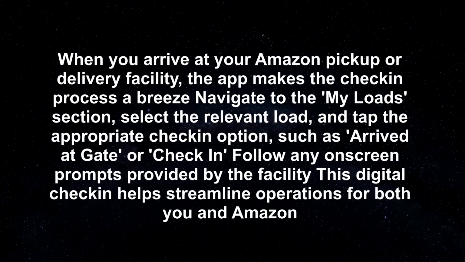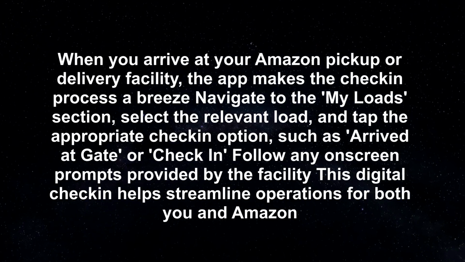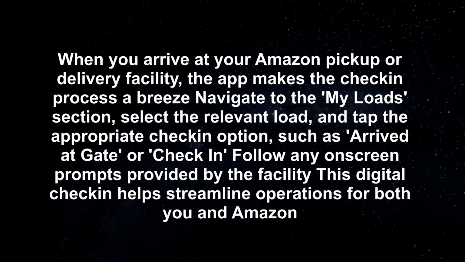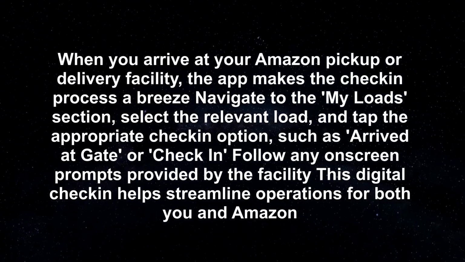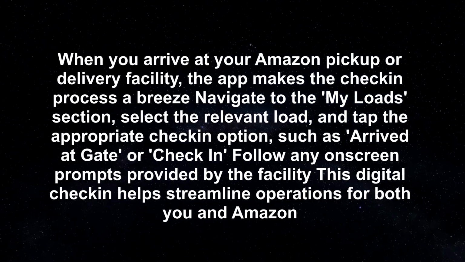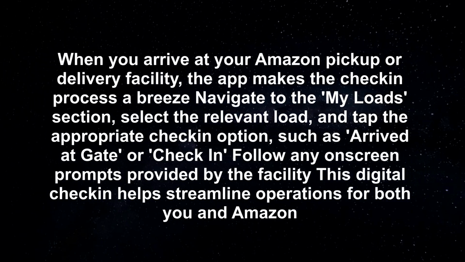When you arrive at your Amazon pickup or delivery facility, the app makes the check-in process a breeze. Navigate to the My Load section, select the relevant load, and tap the appropriate check-in option, such as Arrived at Gate or Check-in. Follow any on-screen prompts provided by the facility. This digital check-in helps streamline operations for both you and Amazon.